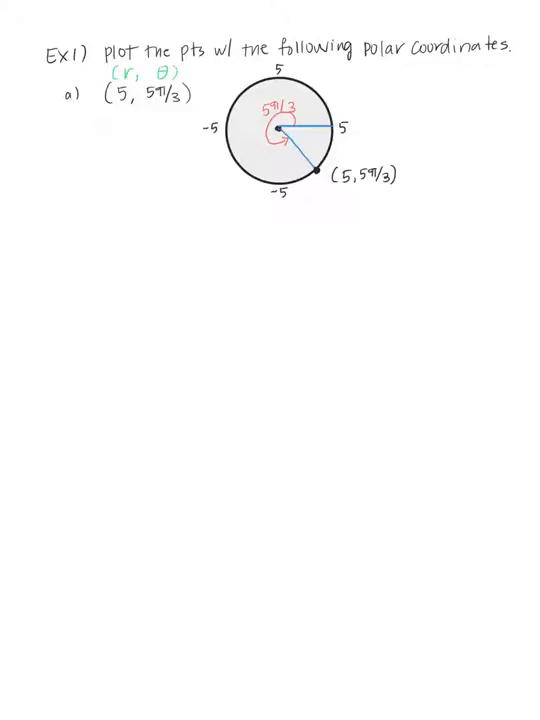But do you see that that point can be represented in a different way? So how about this? Starting from 5, if I go clockwise this way, that angle right there will be negative pi over 3. So here, another representation for that will be 5, negative pi over 3. So they represent the same exact point. Okay, let's do another one.